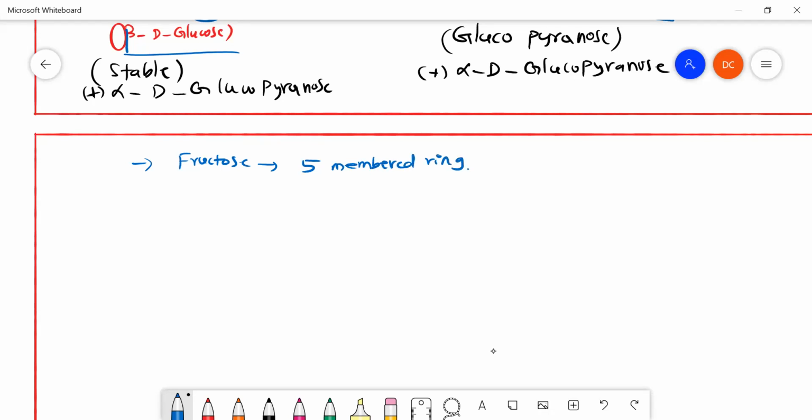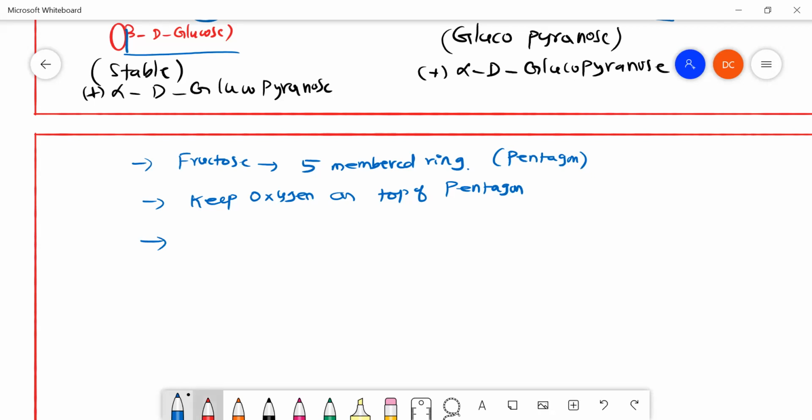5-membered ring, which means that it is a pentose sugar. Pentose. And here also keep oxygen on top of the pentagon, because it forms a 5-membered ring, which means a pentagon. Okay? Pentagon.